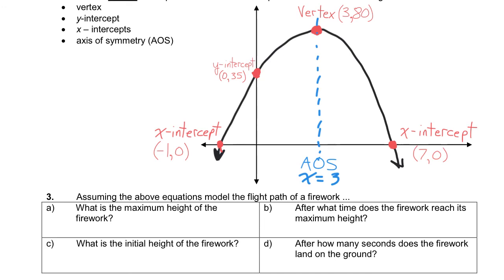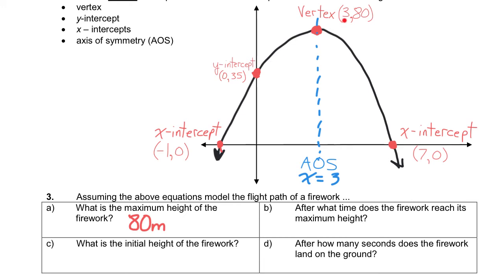Now, let's assume that this parabola models the flight path of a firework or a rocket. What is the maximum height of the firework? Well, where is that on the curve? It's at the top of the curve. What would be the height? It would be 80. Now, I don't have any units on here, so let's just say it's 80 meters. After what time does the firework reach its maximum height? Well, we know the maximum height occurs here. It's 80 meters.